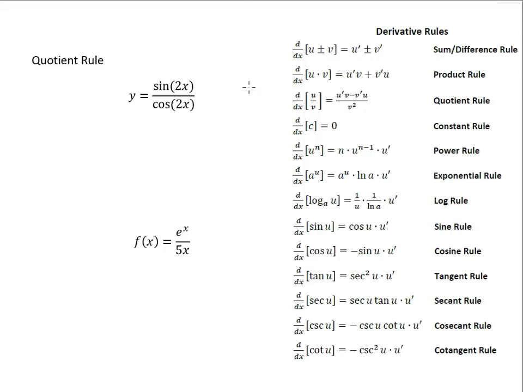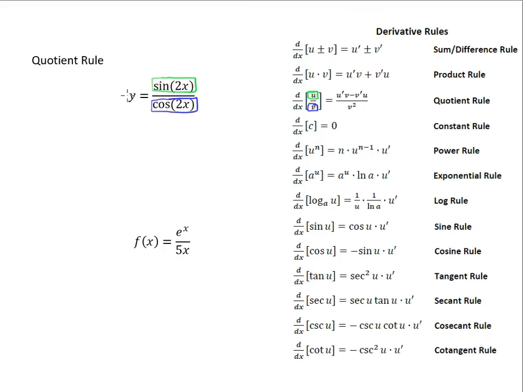So let's just kind of walk through this first one. We need to identify what our u value and our v value are. So u in this case is going to be sine of 2x. That's my u. And v is going to be cosine of 2x. All right, here we go.